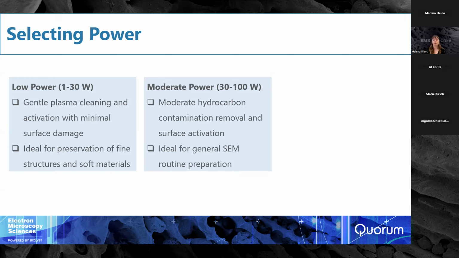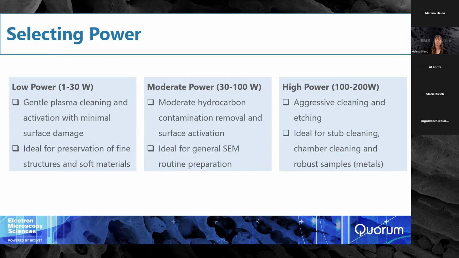Then increasing the power, moderate power would be between 30 and 100 watts, and this is ideal for general SEM routine preparation. So it's really great for removing hydrocarbon contamination, and if you've got a sample that isn't super delicate, then you'll get a much faster rate of removal of contamination with the moderate power. We then have high power where we're going above 100 watts, and this is very aggressive cleaning and etching of a sample. So this would be ideal for metal cleaning such as stub cleaning and also sample holder cleaning as well.